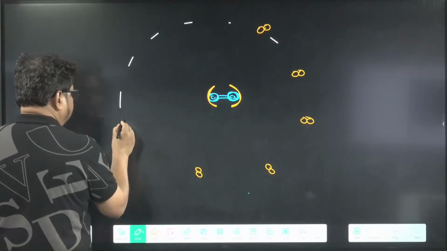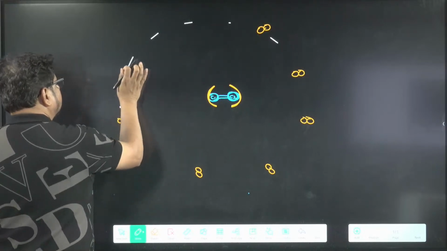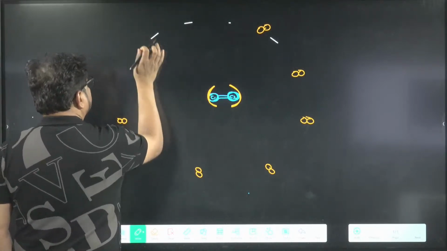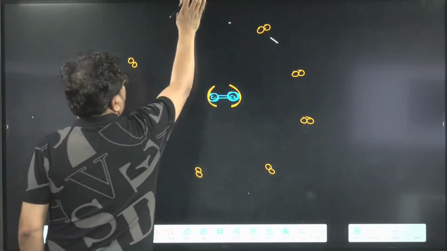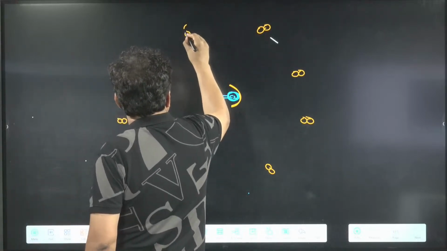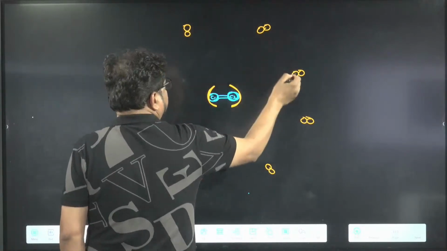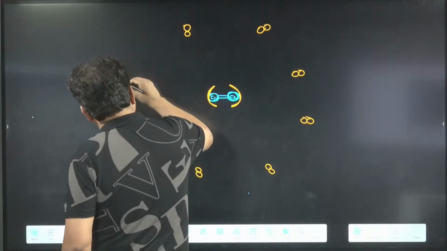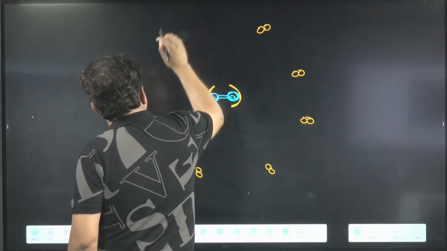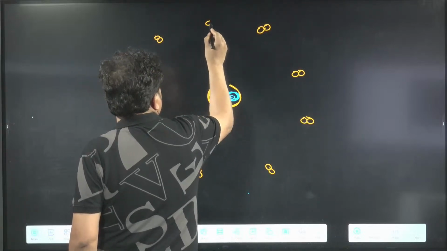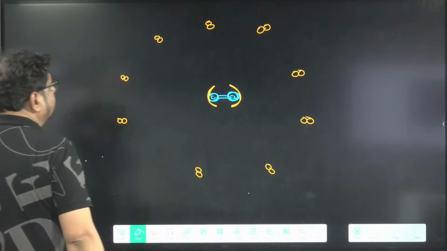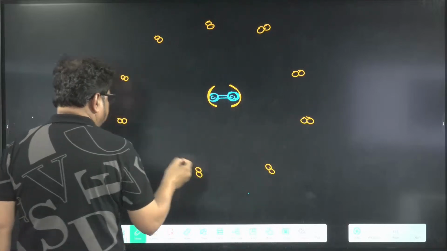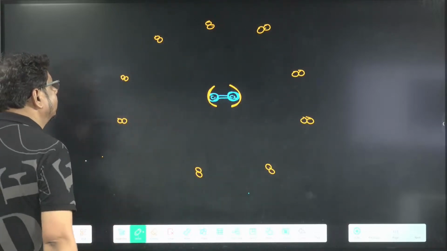Then I am drawing here, assume the sixth doublet. Here assume the seventh doublet. Here, which doublet? Eighth doublet. So 1, 2, 3, 4, 5, 6, 7, 8. One doublet we have to make more. You can do like this. Suppose that is the ninth doublet. So how many doublets are there? Starting from here, 1, 2, 3, 4, 5, 6, 7, 8, 9. 9 peripheral doublets are there.